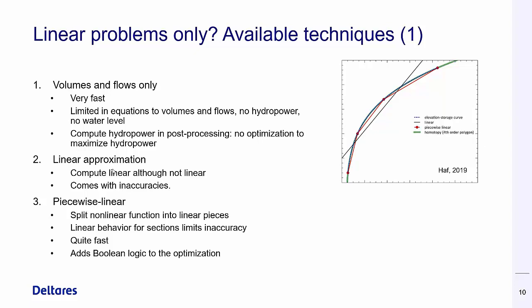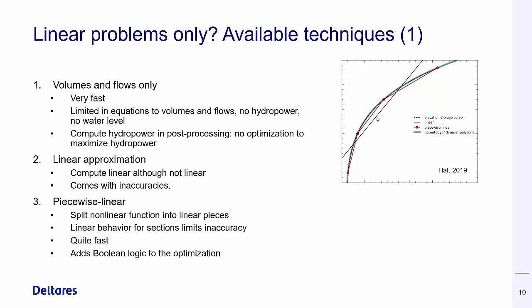We can also choose to approximate those parts that are nonlinear with a linear function. So we compute it linear, although it's not linear, and this comes with inaccuracies, of course. And then when we look at this green line here, this we consider as the truth. A linear function could look like this.